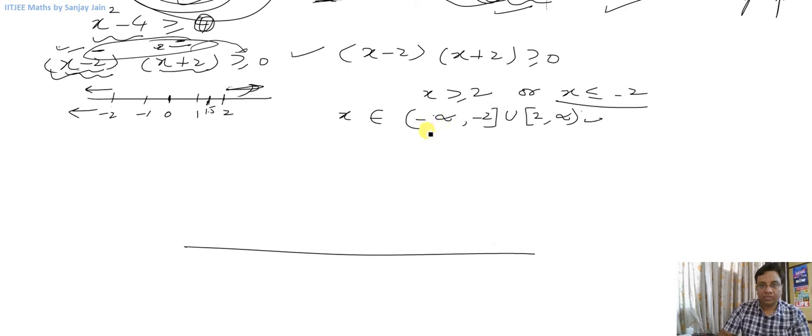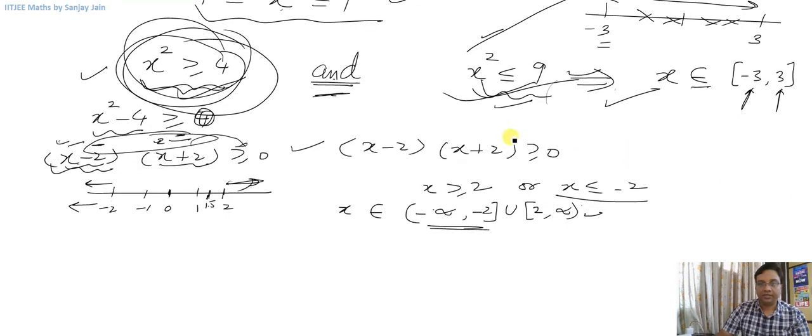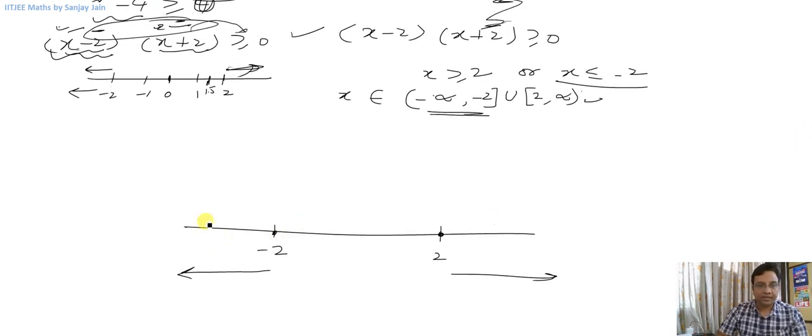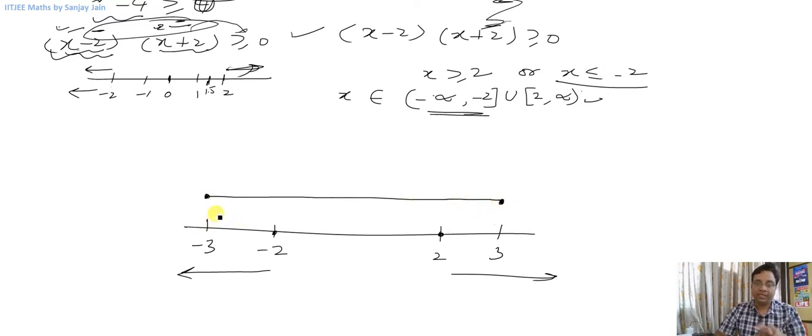I found a solution that x can be anywhere beyond 2 or before -2. It can be -2, it can be 2. And for this inequation, that is x square is less than equal to 9, I found that x can be anywhere between -3 and 3. It can be anywhere between these two numbers, and it will also be -3 and 3. That means these two values will also satisfy.